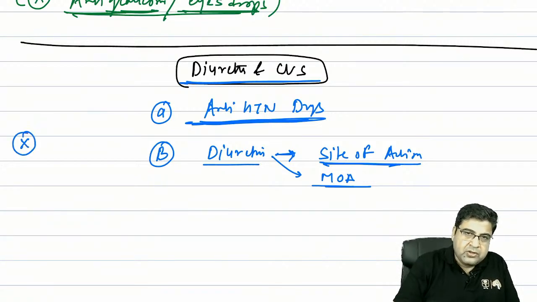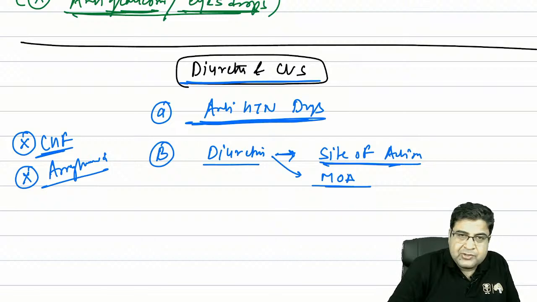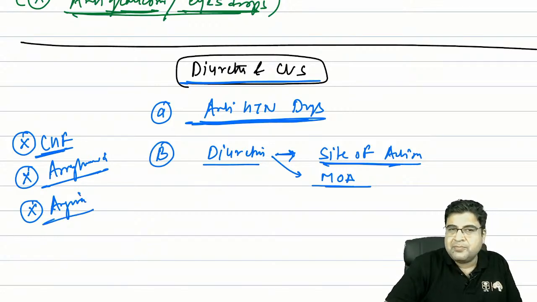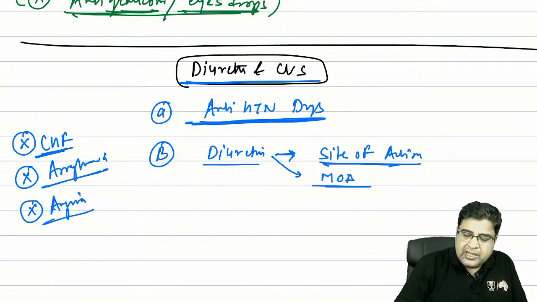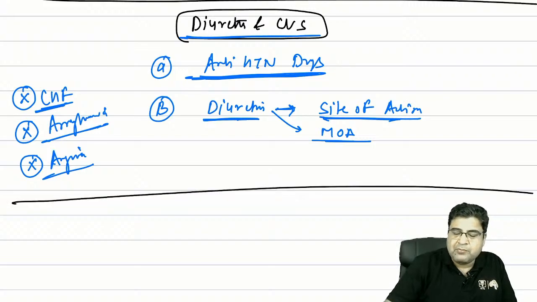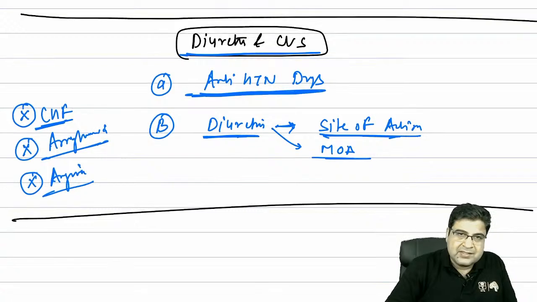Save your time by not reading the drugs of CHF, not reading the drugs of arrhythmia. Ignoring the drugs of arrhythmia, CHF, and even angina pectoris is not important. So read only antihypertensive drugs, and at most read the site of action and the mechanism of action of diuretics. This is the only thing you have to spend time on here, right? So this is for the diuretics and CVS.